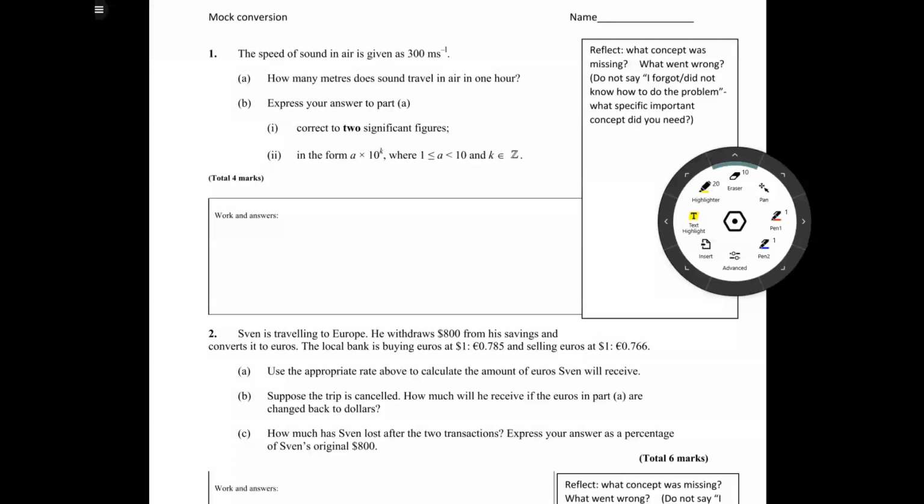This is the solutions for the mock exam for conversions. The speed of sound in air is given as 300 meters per second. Now when you look at this, you might think, well, this doesn't say meters per second, it says meters per second to the negative first power. Remember that if you have something to the negative first power, it's the same thing as 1 over s. So if you have meters and second to the negative first power, that is equal to meters divided by second. Okay. How many meters does sound travel in air in 1 hour?